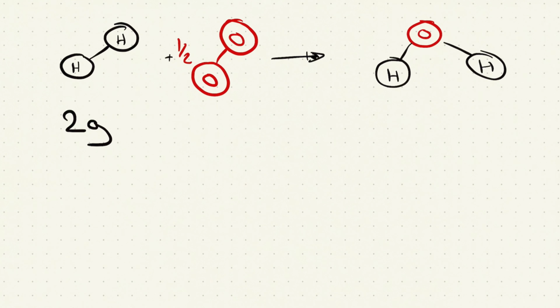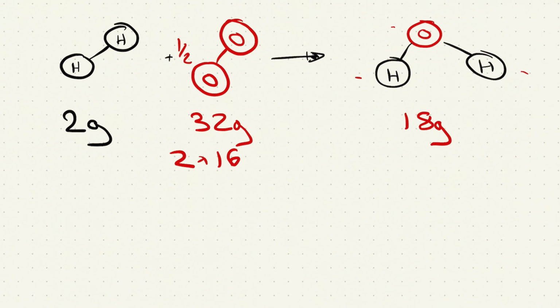Oxygen, 1 mole of oxygen, has a mass of 32 grams, because you have 2 lots of 16, giving us a total of 32. 1 mole of water, on the other hand, because it is made from 1 oxygen and 2 hydrogens, is going to have a total mass of 18 grams for every mole of water that you have.